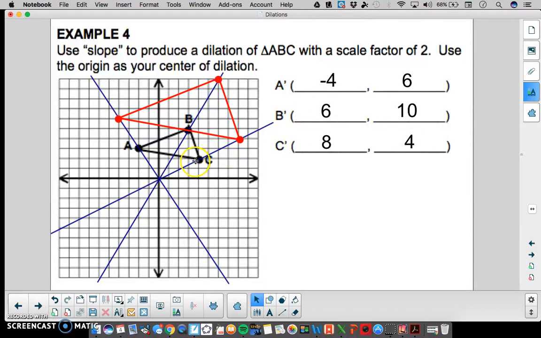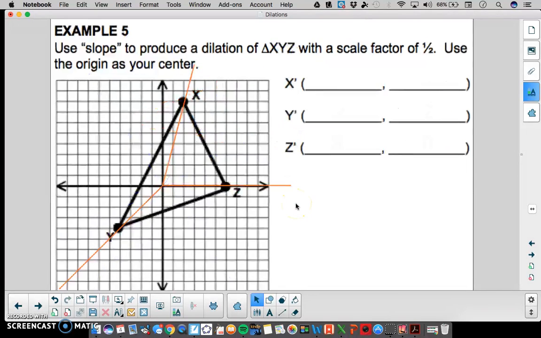I want you to look at the original points and see how those relate to A prime, B prime, C prime. All right, here's an example using slope. I've already put our projection lines on here. Notice I want a dilation with a scale factor of 1/2, and we're going to use the origin as the center. So notice from the origin I have my projection lines.